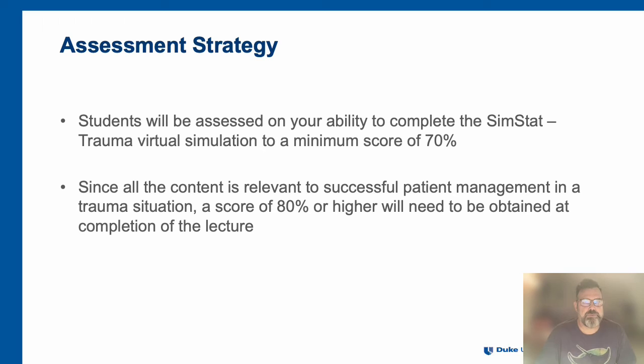So what we would like you to do is, when you're going through that SimStat virtual simulation, each of the parameters will assess whether you did the appropriate thing in a manner for fluid volume status. So preliminary, we would like you to obtain a score of 70% or higher. And then what we'll do is we'll go through the case report and the practice guidelines for fluid volume resuscitation in class, and then we'll ask you to retake the assessment in the SimStat virtual simulation, and at the completion of that, we're asking that you get a score of 80% or higher.